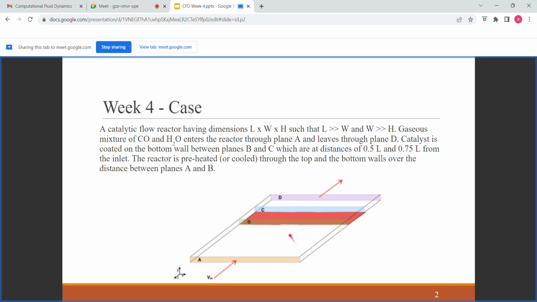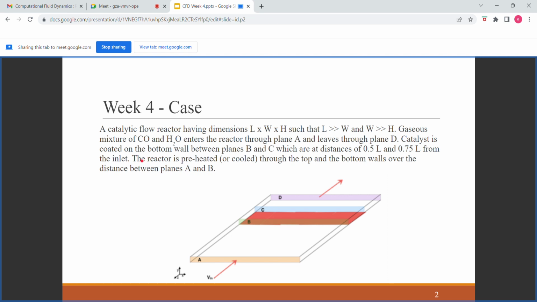They have marked a few planes: plane A, B, C and D. The reactant mixture containing carbon monoxide and water enters through plane A and leaves through plane D. Catalyst is coated on the bottom wall between planes B and C, which are at a distance of 0.5 times L and 0.75 times L. The red portion is the catalyst, so the bottom wall is coated with catalyst between planes B and C. Plane B is exactly at the middle, and plane C lies at the midpoint between planes B and D.